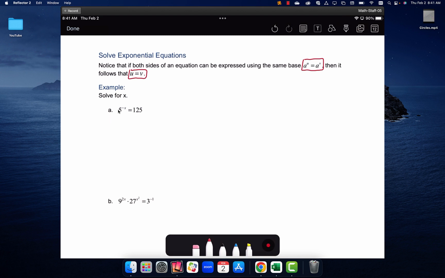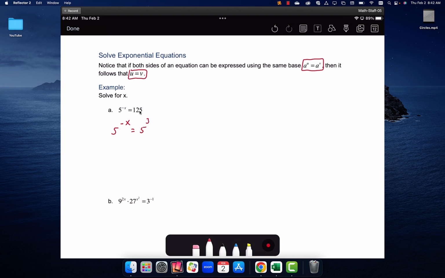So looking at this example, we have 5 to the negative x equals 125. On the left, we have a relatively simple exponential expression. So we want to ask ourselves, can we rewrite the right side so that it has the same base raised to a power? And we can. Think of the left as 5 to the negative x, and we want to be able to write 5 to a power so that we get 125. And we can do that.